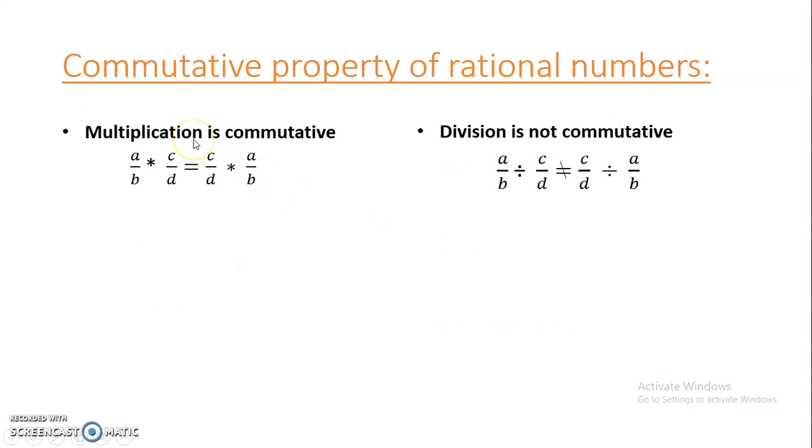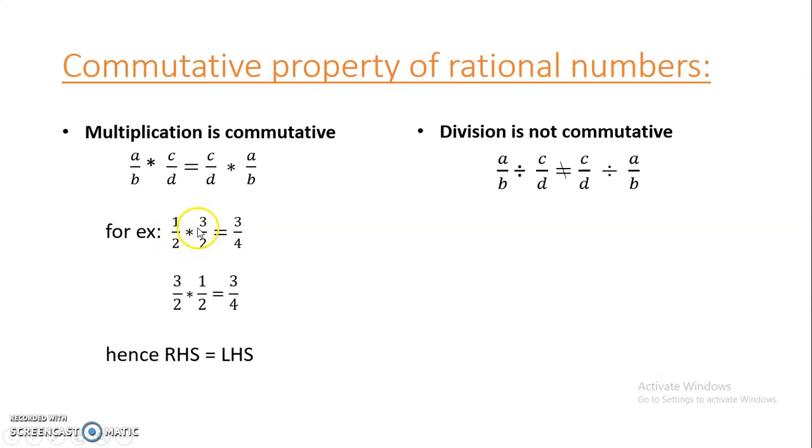Similarly, see the commutative property for multiplication. Here also a by b and c by d are multiplied. These are two rational numbers. And again we are changing the order of multiplication. We have kept c by d ahead this time and a by b behind. Let's see for the example.